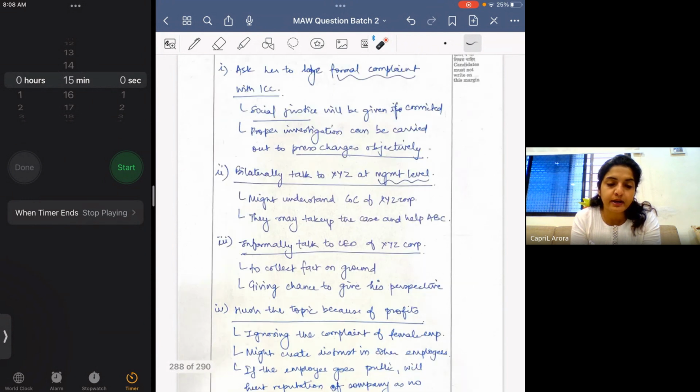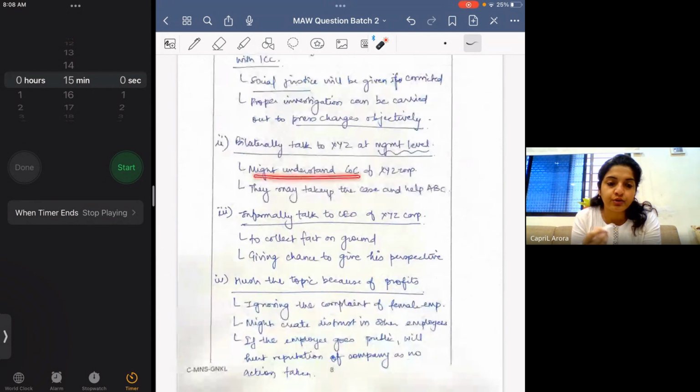Bilateral talks with XYZ at the management level might help understand the code of conduct of XYZ. They may take up the case and help ABC. We can understand what kind of code of conduct there is. Is it good? Is it not good? Accordingly, we can work on it. Informally talk to the CEO of XYZ to collect the facts on the ground, and give him a fair chance of giving his perspective. Hush the topic because of profits. Ignoring the complaint of the female employee might create distrust in other employees. If the employee goes public, it will hurt the reputation of the company as no action was taken.